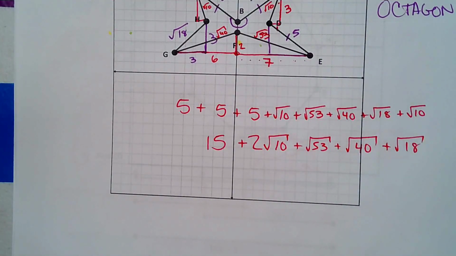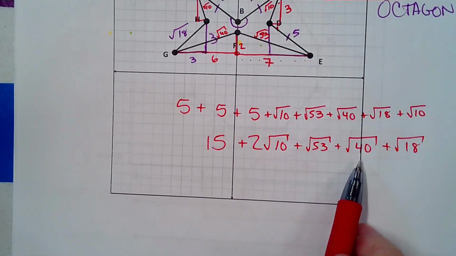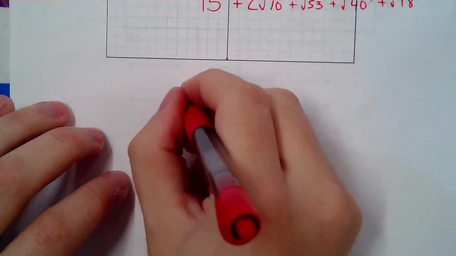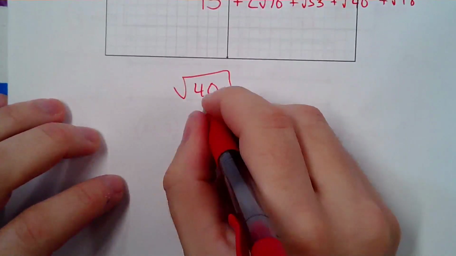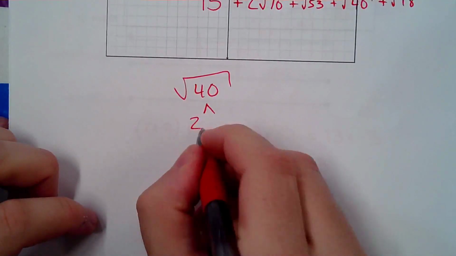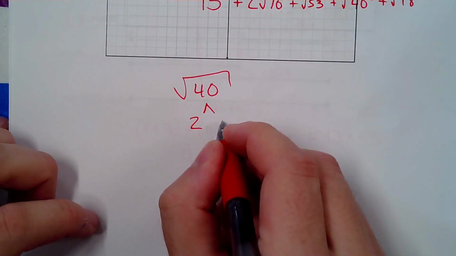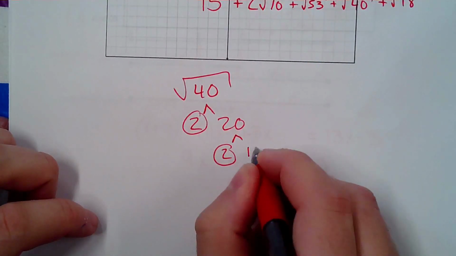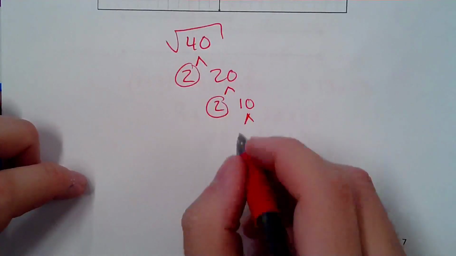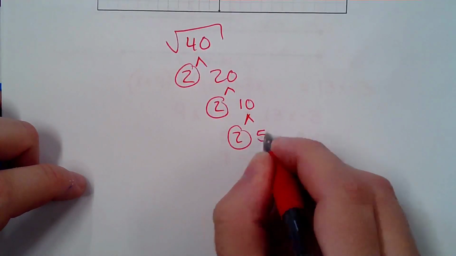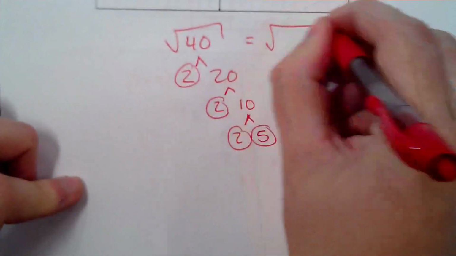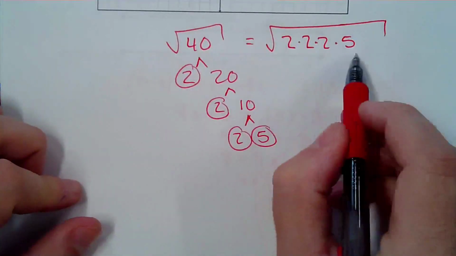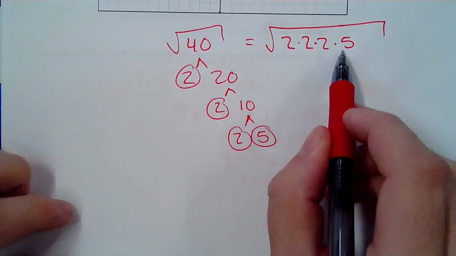Now, if you want to go bonus points, root 40 can be reduced. Bonus points, because we have time, right? Not necessary. Let's break down 40 into prime factors. 2 times what is 40? 20. 2 is prime, yeah? Keep breaking down 20. 2 times 10. Keep breaking down 10. 2 times 5, and now we're all prime. So another way to think of root 40 is 2 times 2 times 2 times 5, right? That's 40.